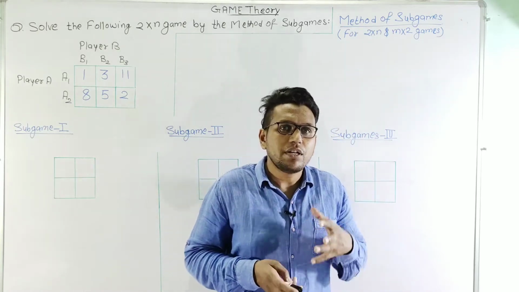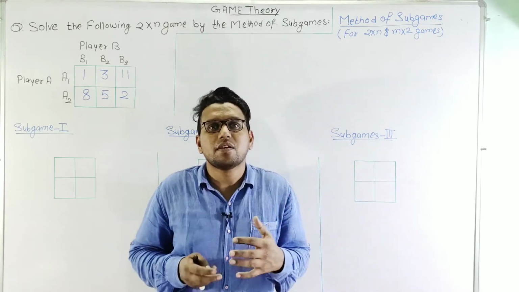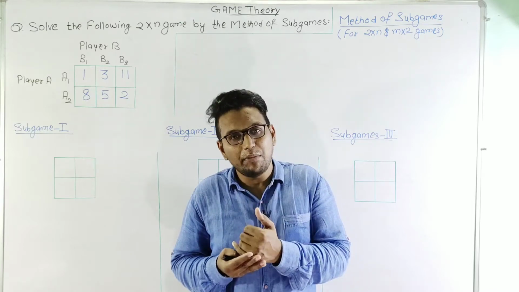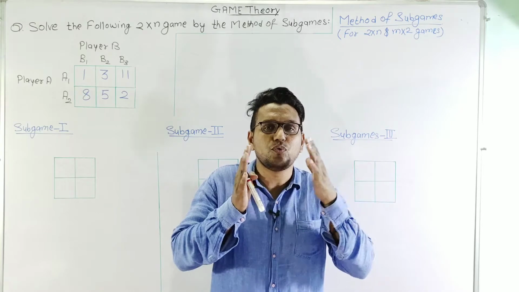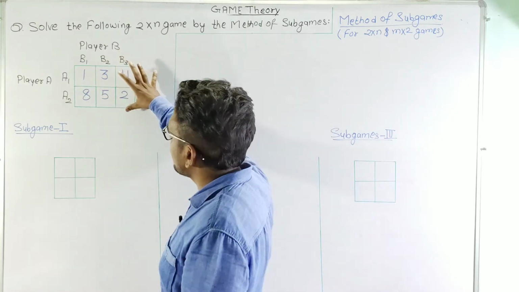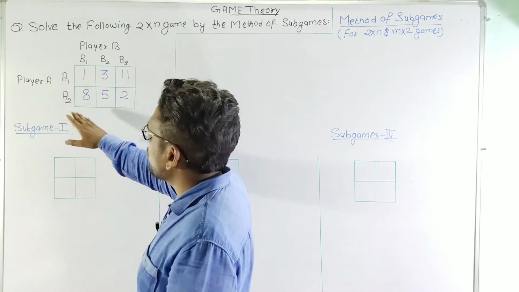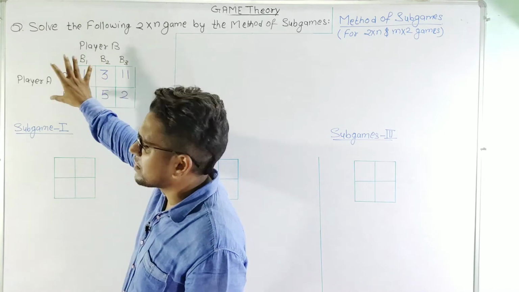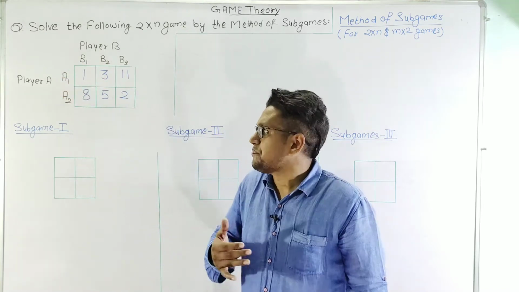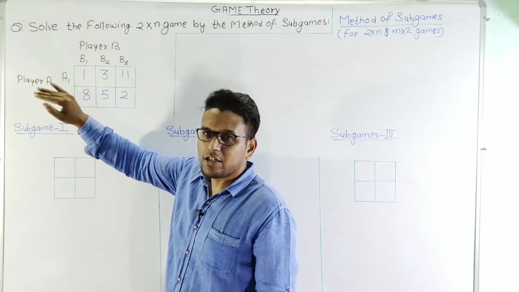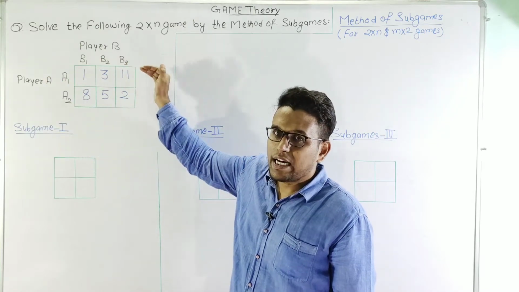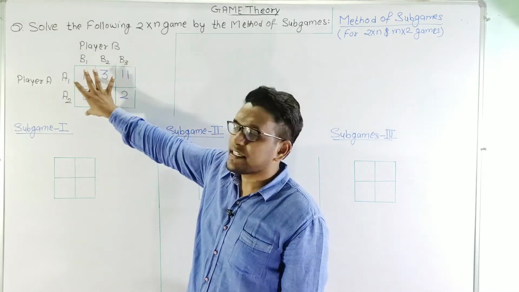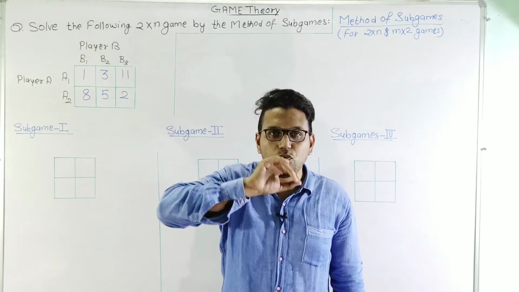And one more thing, we use the method of subgames when we do not find a saddle point and we are also unable to reduce the matrix to a 2 cross 2 form, as in this case. In this matrix we can see that it is a 2 cross 3 matrix and we are not able to reduce it further by dominance rule. So now we are going to apply method of subgames in this game, and what we are going to do is subdivide this game into 2 cross 2 form.